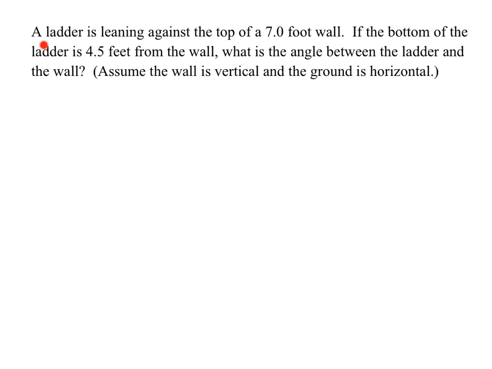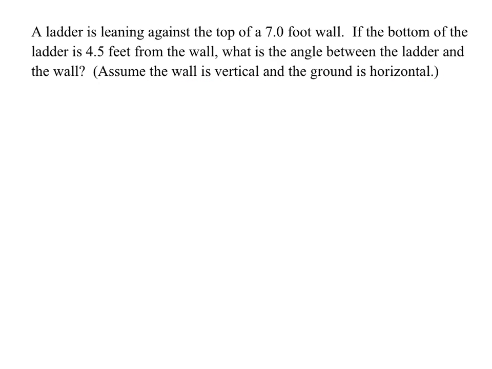In this problem, we have a ladder that's leaning against the top of a 7-foot wall. If the bottom of the ladder is 4.5 feet from the wall, what is the angle between the ladder and the wall? We have to assume the wall is vertical and the ground is horizontal.